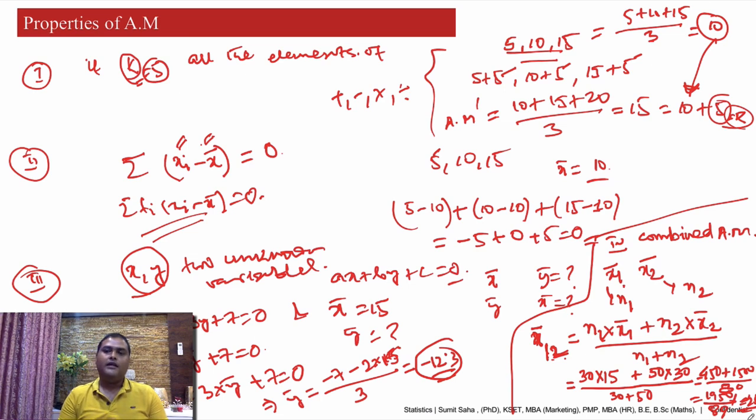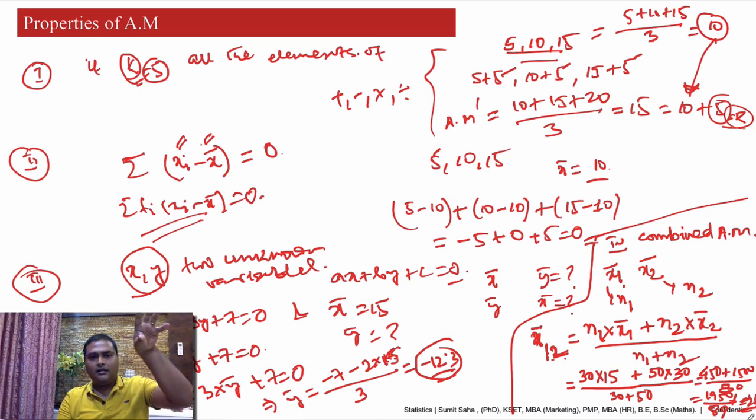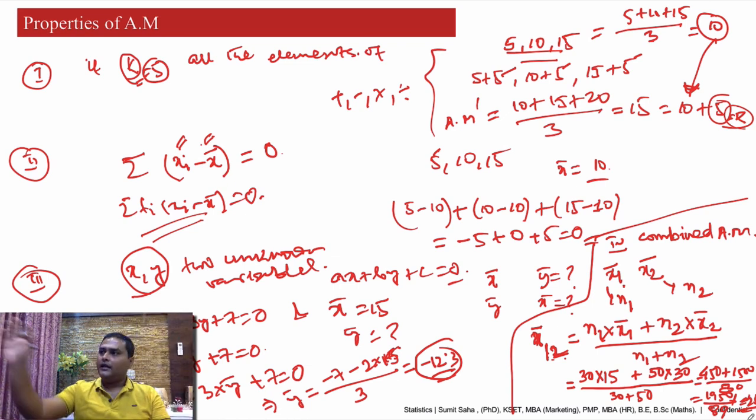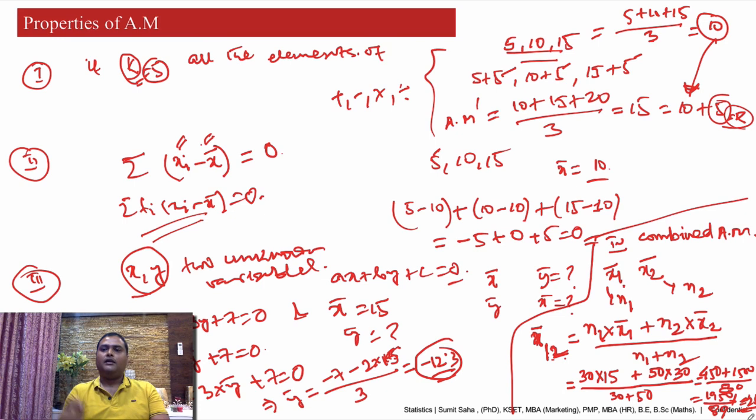Fourth one is combined arithmetic mean. That means let's say there are two sets of data. In x1 group there are n1 number of data, and in x2 group there are n2 number of data, as I gave the example of BSc students and BA students, right? So the combined mean will be nothing but x bar 1 2 equals to n1 into x1 bar plus n2 into x2 bar divided by n1 plus n2. This is called the combined mean or the composite mean. Both you can call combined mean or composite mean related to the arithmetic mean. And this is the fourth property of arithmetic mean.